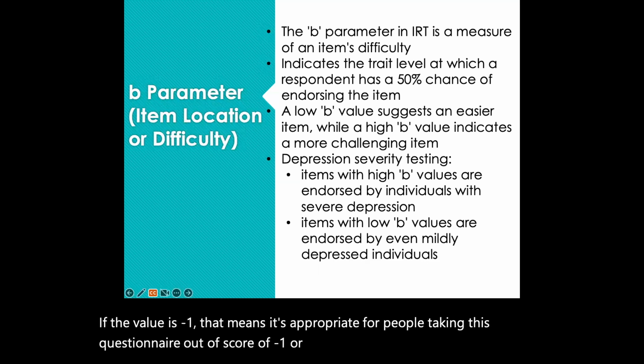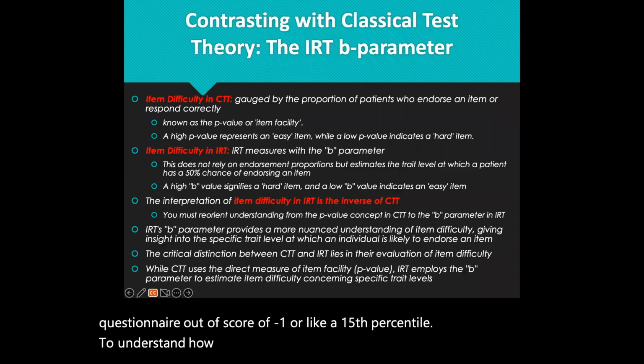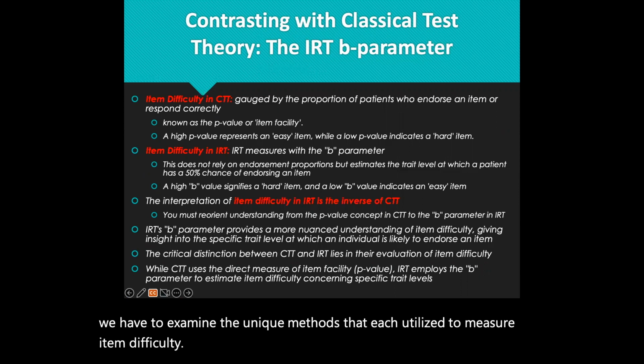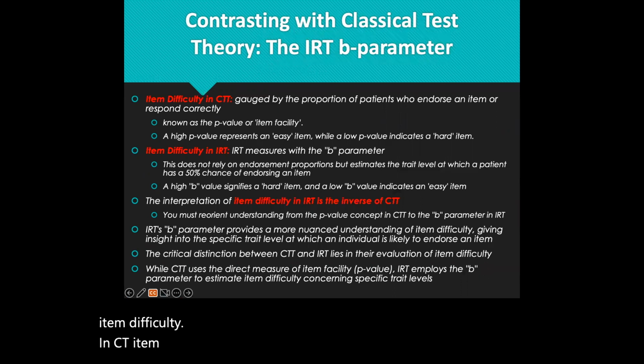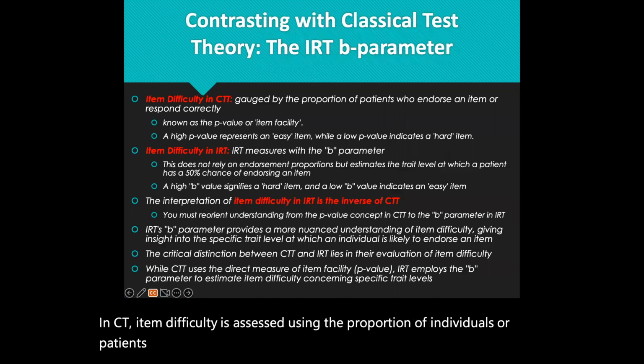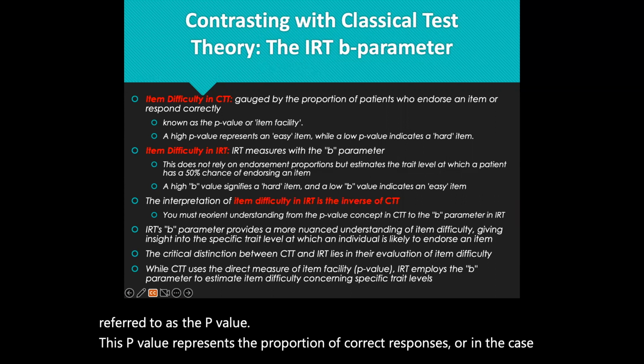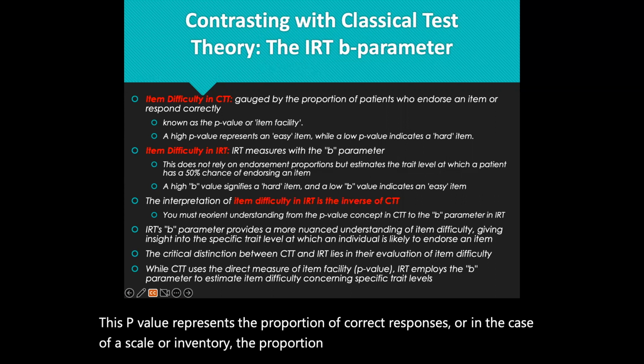If the value is -1, that means it's appropriate for people taking this questionnaire at a score of -1, or like a 15th percentile. To understand how classical test theory and item response theory differ, we have to examine the unique methods they each utilize to measure item difficulty. In CTT, item difficulty is assessed using the proportion of individuals or patients that respond correctly to a particular item, and this is often referred to as the p-value. This p-value represents the proportion of correct responses, or in the case of a scale or inventory, the proportion of individuals that endorse the item.